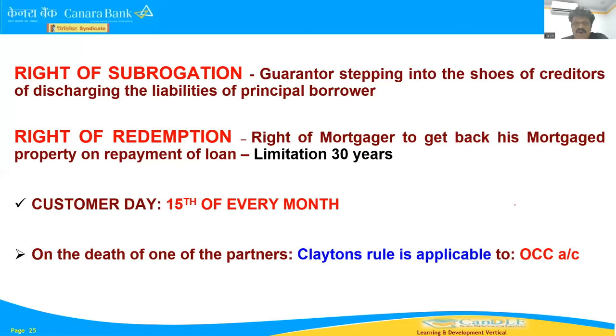Customer day, 15th of every month. They will ask, Clayton rule is applicable to which case? OCC account only, it is applicable. FIFO, first in, first out. This is Clayton rule. Okay? On the death of one of the partners, this rule is applicable in a partnership firm. If OCC partners are there and any partner dies, Clayton rule is applicable for that partnership firm. Immediately, you have to stop and inform the legal heirs. If nobody has informed anything and the account was running, then the person who died is not responsible.